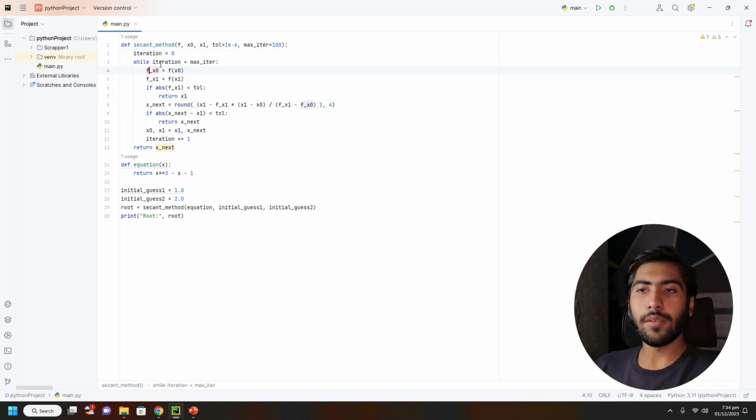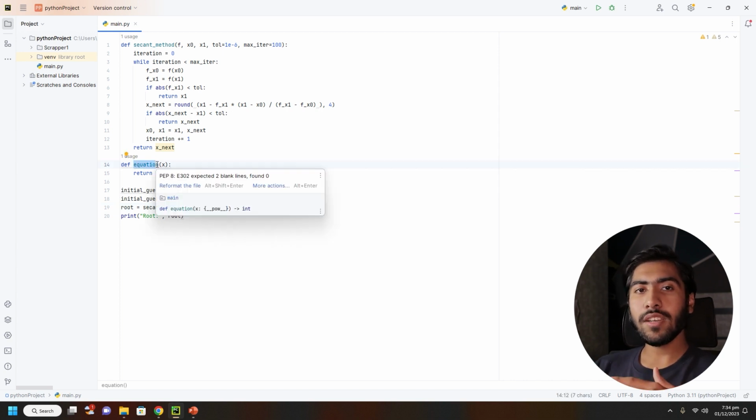So what is happening here? Function of x0 is equal to f of x0. What is x0? x0 is our initial guess 1. What is our initial guess 1? It is 1.0, for the first iteration. And what is f? F is our equation. Equation is not a variable in this case. Equation is a function. We are giving a function as an argument in a function.